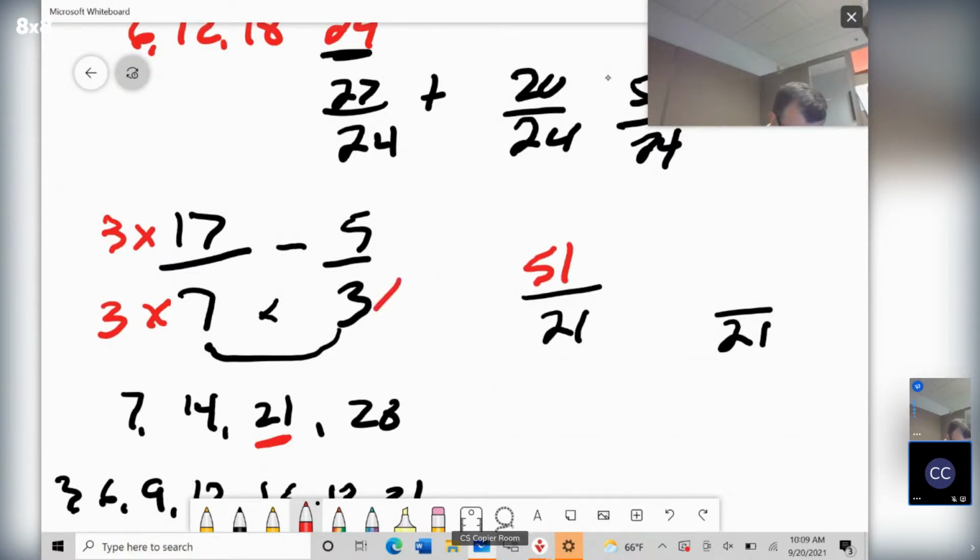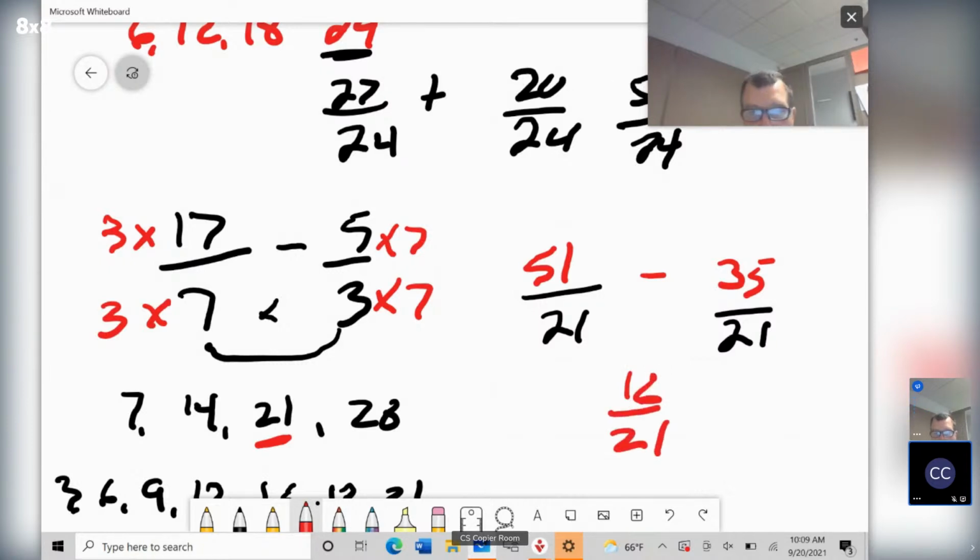And 3 times 7 is 21. And we have to multiply top times 7. So 5 times 7 is 35. And then we just do 51 minus 35. And that's going to be 16 over 21. Okay, so that gives us the answer right there.